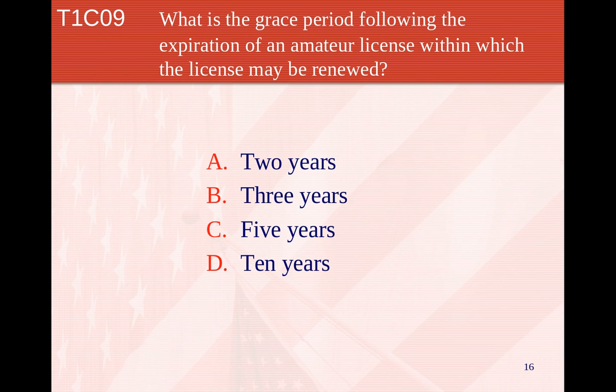What is the grace period following the expiration of an amateur license within which the license may be renewed? That's 2 years. So after that 10 years is up, you have a 2-year grace period to renew your license.